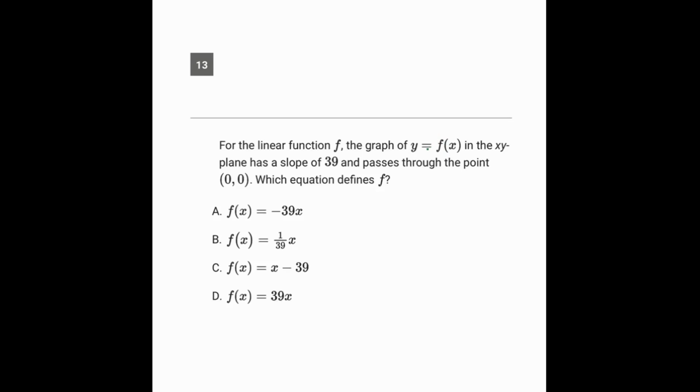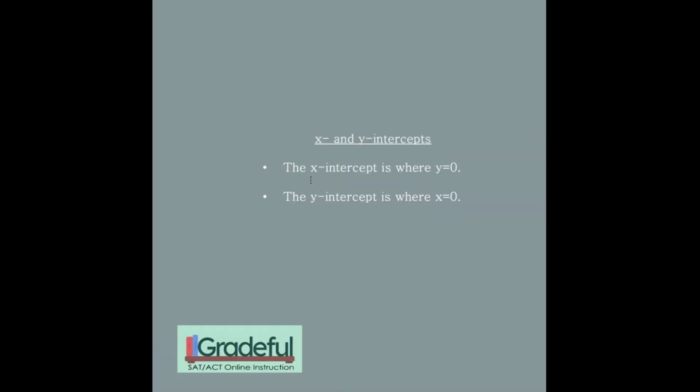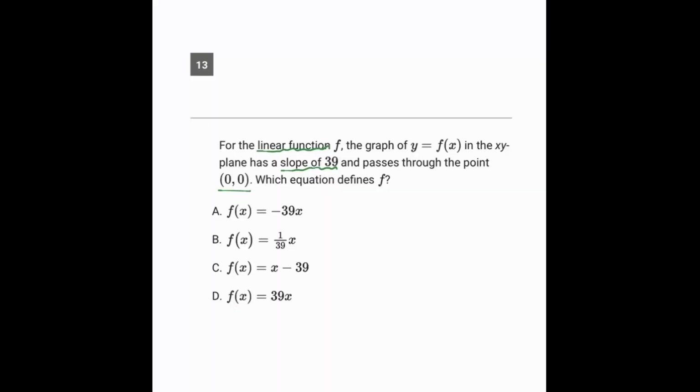Here, we're being told about a linear function, a line, with a slope of 39 and a y-intercept of 0. So now, how do we know the y-intercept is 0? That's because your x-intercept is where y is 0. Your y-intercept is where x is 0. So where is it that x is 0? Well, when y is 0, right here.